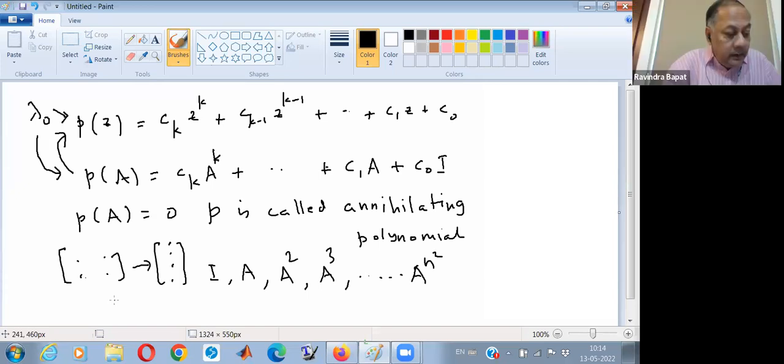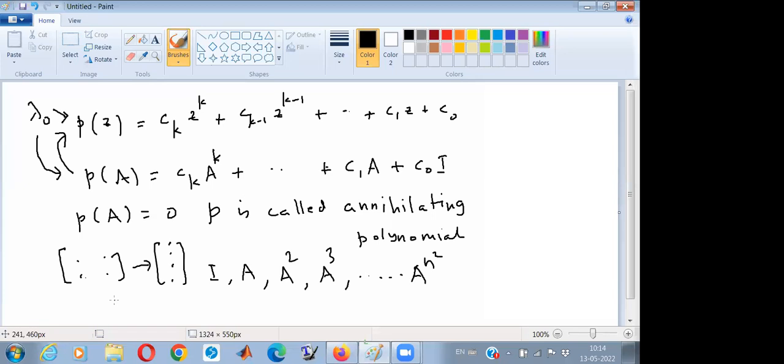No, what is the matrix? Identity matrix. If we just take the identity matrix, its characteristic polynomial will be x to the power n. It is an annihilating polynomial, and x to the power n times (x minus 2) is also an annihilating polynomial.